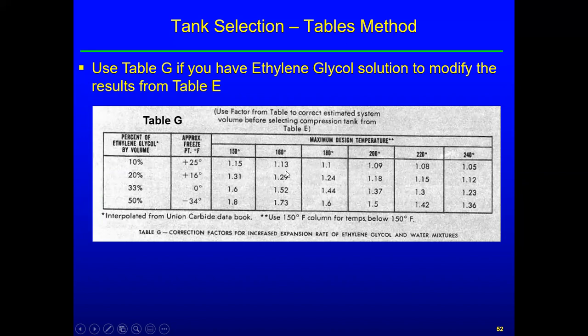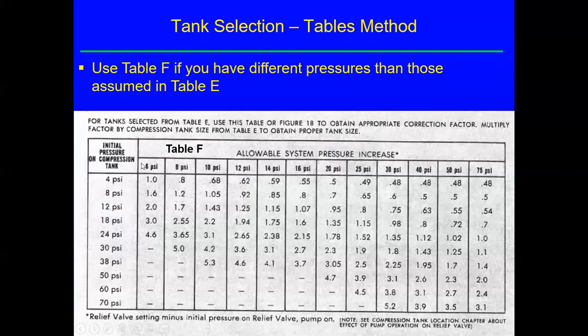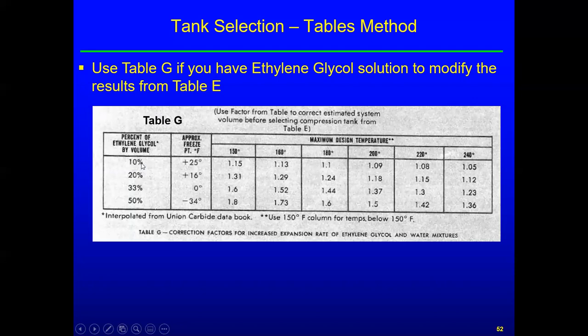Use the factor from the table to correct the estimated system volume before selecting the compression tank from table E. Okay, so this is F. And it could be that you have to start at E, correct at F, and then correct again at G. So anyway, this is the percent by volume of ethylene glycol, and you see roughly the freeze protection. If you're 10%, you can go down to 25 before you freeze. 20% is 16, 33% is 0, and 50% is minus 34. So I guess if you're in Alaska, you're probably doing 50% to be on the safe side.